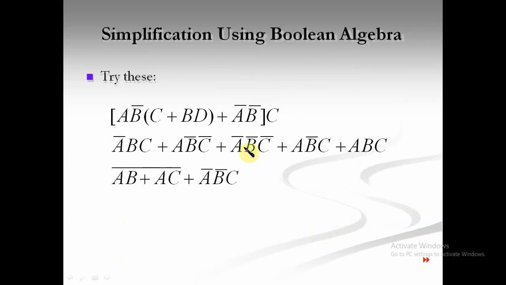Now for another one, we take an example for simplification. A B bar in bracket C plus BD bracket complete plus A bar B bar whole bracket is to be given, and C. Then again we have to multiply with each bracket. A bar B C, A bar B C.